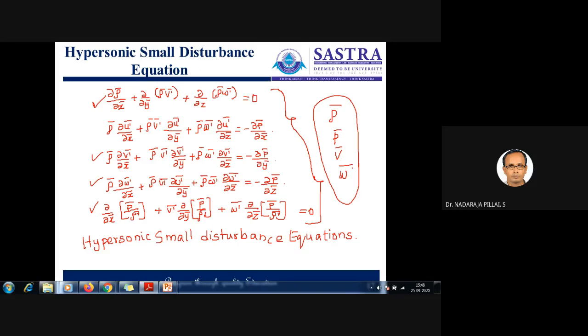Not only the equation, we already know that hypersonic flow is inherently nonlinear because it consists of various phenomena, which include the thin shock layer, entropy layer, high temperature, and so on. Anyway, this is the first set of equations where we have arrived at the hypersonic small disturbance equation by considering the perturbation terms, right?